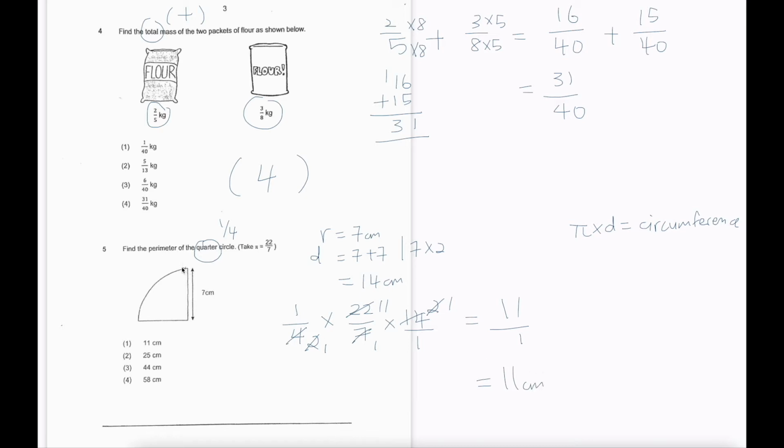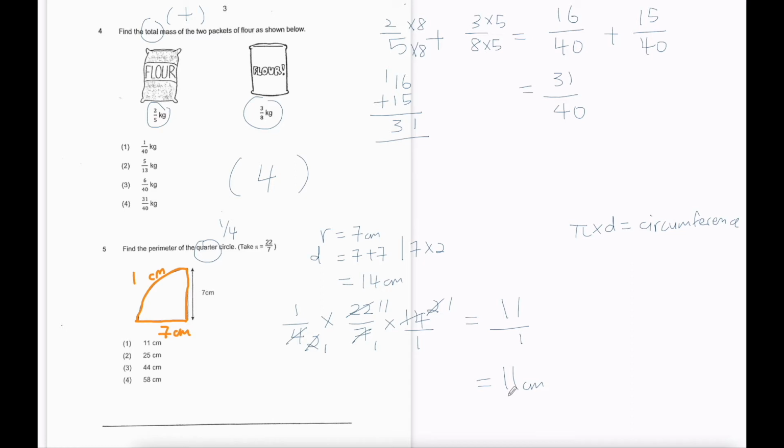So this curved part, I'm going to probably use another color. So this curved part is 11 cm. So they want the perimeter of the quarter circle. Don't forget to add the 7 here and the 7 here. I'm going to change back to my blue. So what I need to do is, sorry, this is not 14, it's 11.